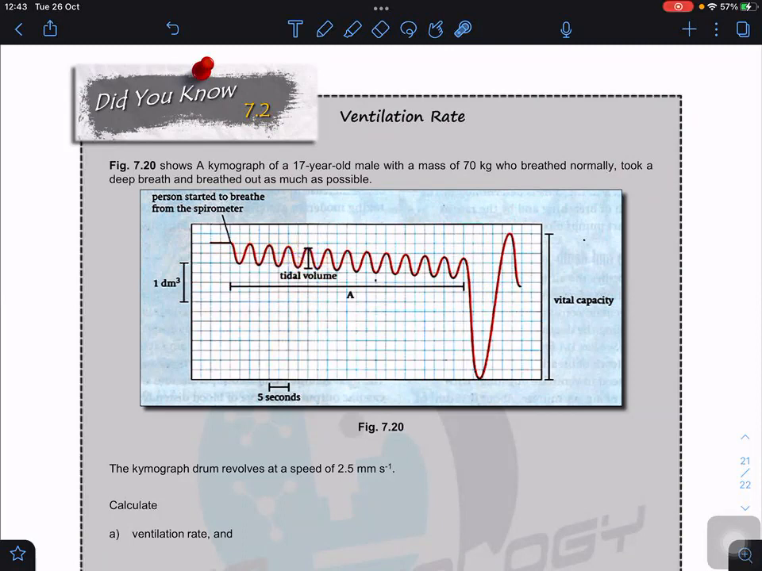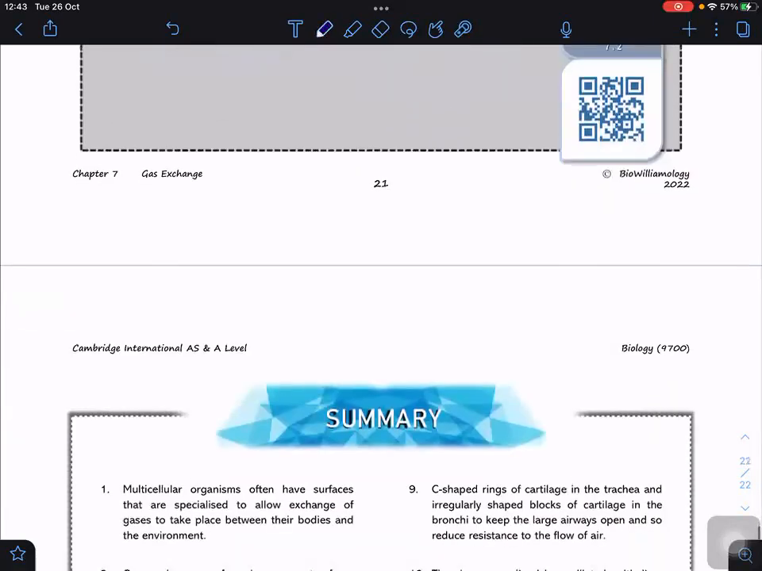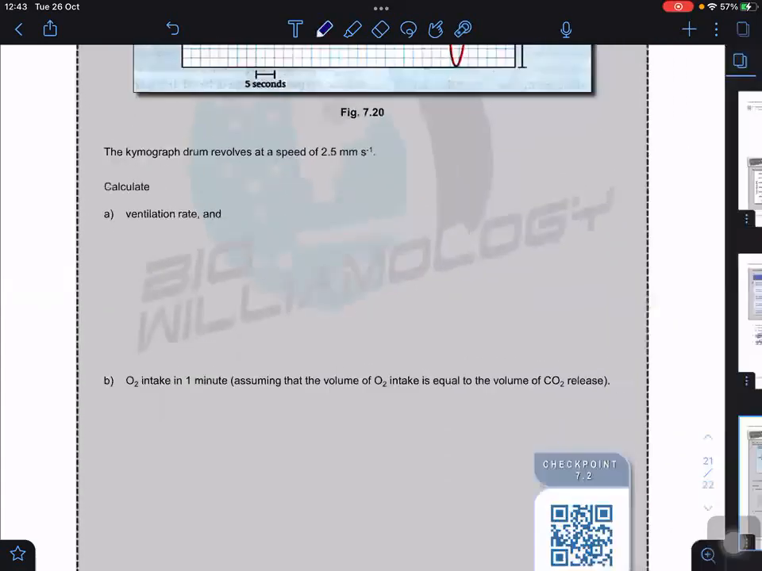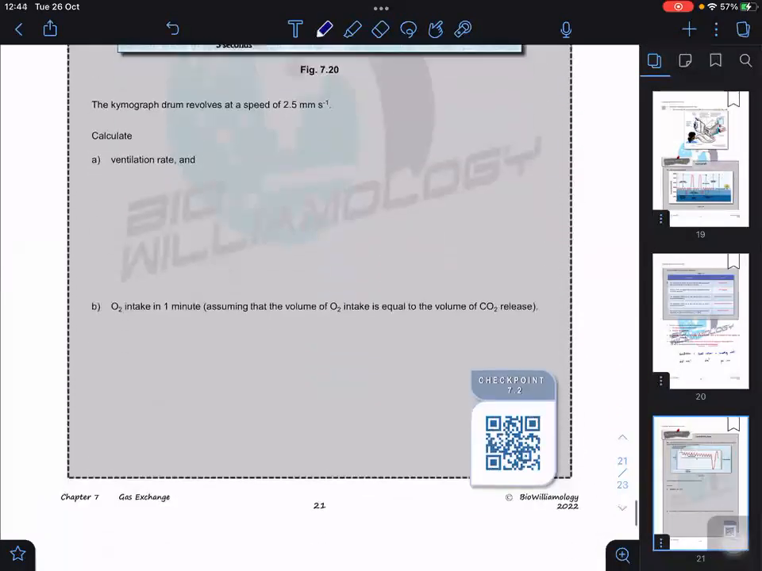Okay. So for every two divisions indicates 5 seconds. Can you see that? For every two divisions, 5 seconds. For the y-axis, every 4 divisions is 1 dm cube. Okay, so first of all, if you want to calculate ventilation rate, how to calculate ventilation rate? I think I need, guys, sorry, so I add another page here, easier for me to do the calculations.